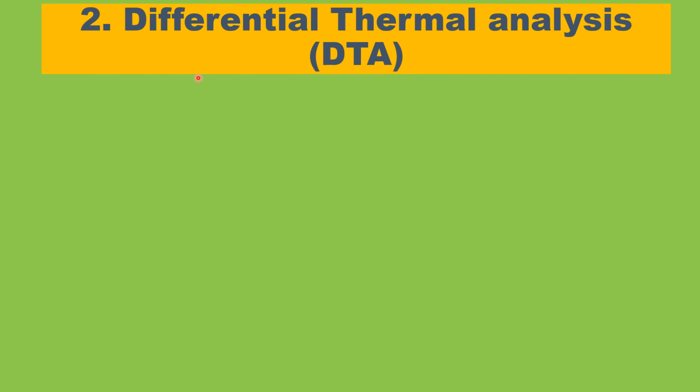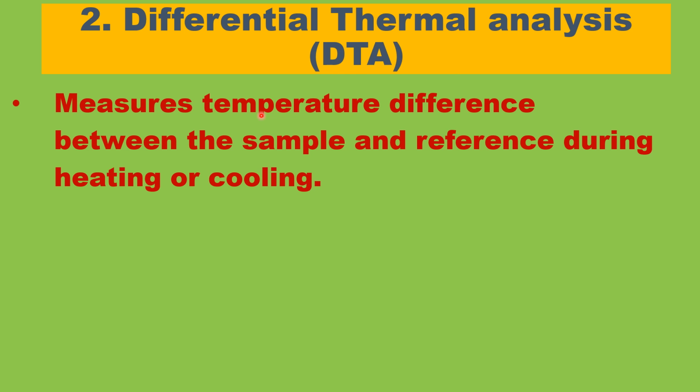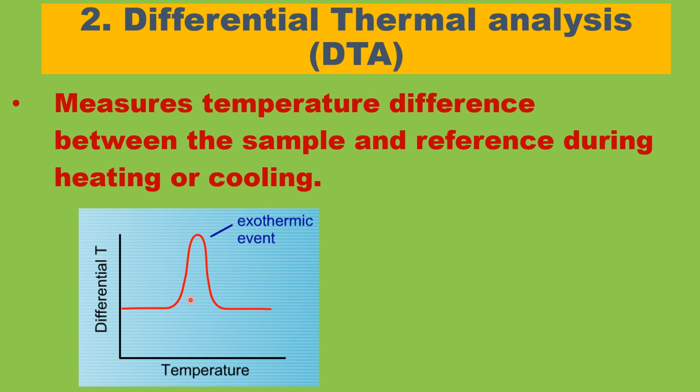Let us now study differential thermal analysis. What is DTA? DTA measures temperature change between the sample and the reference. In TGA, we measured the mass change. In this case, we measure the temperature change or temperature difference between the sample and reference during heating or cooling. This is the DTA plot, differential thermal analysis plot.